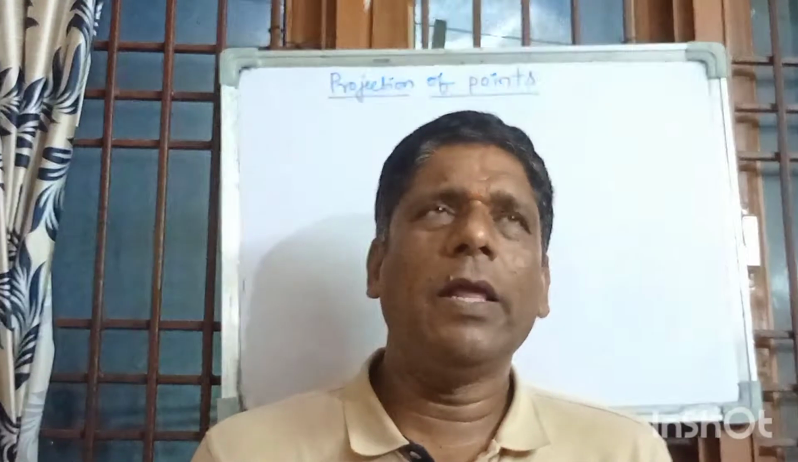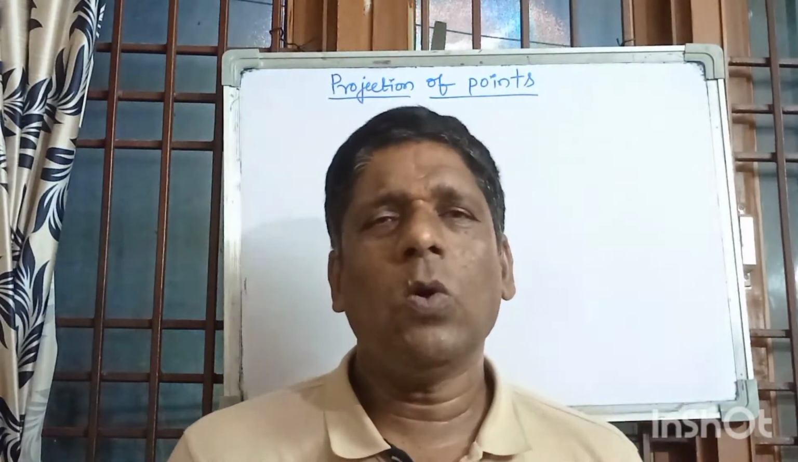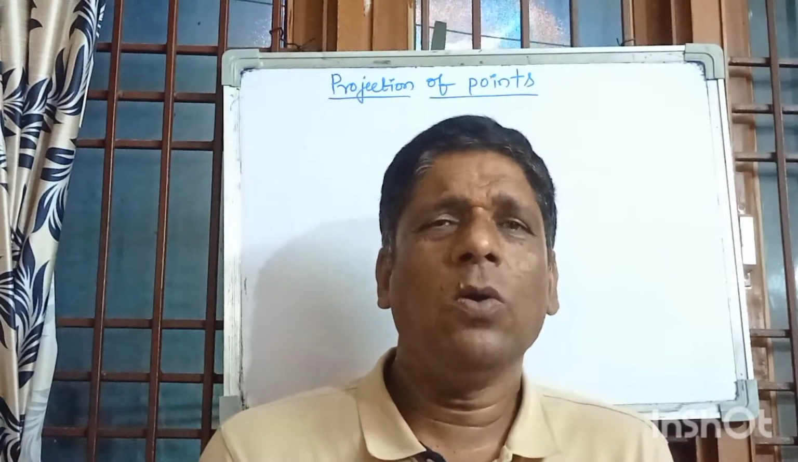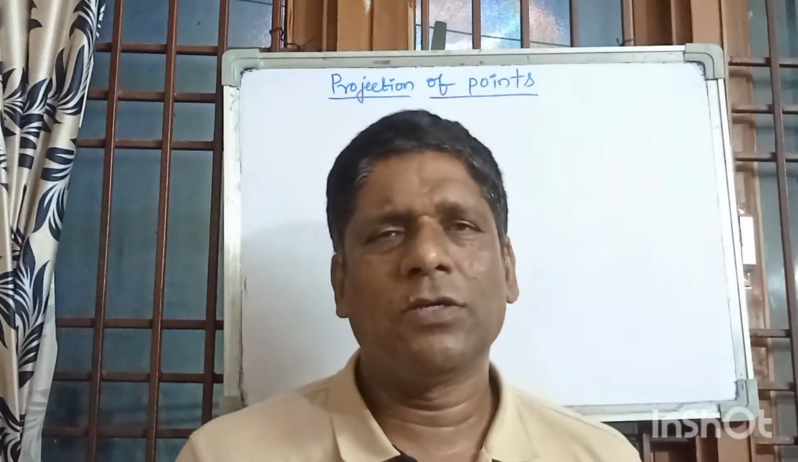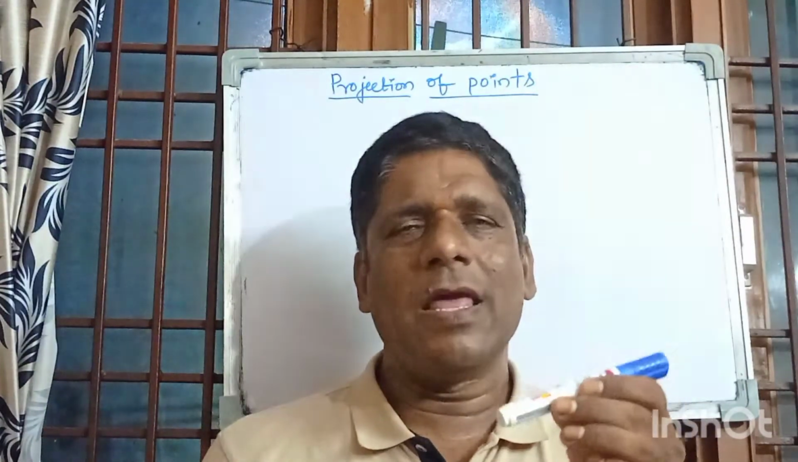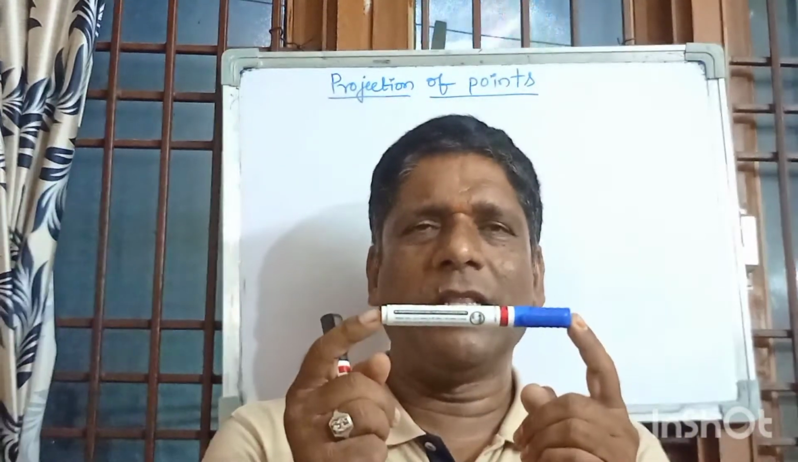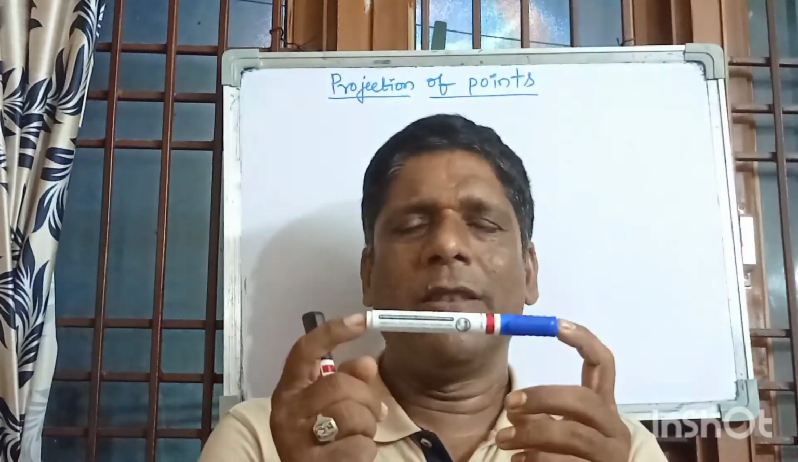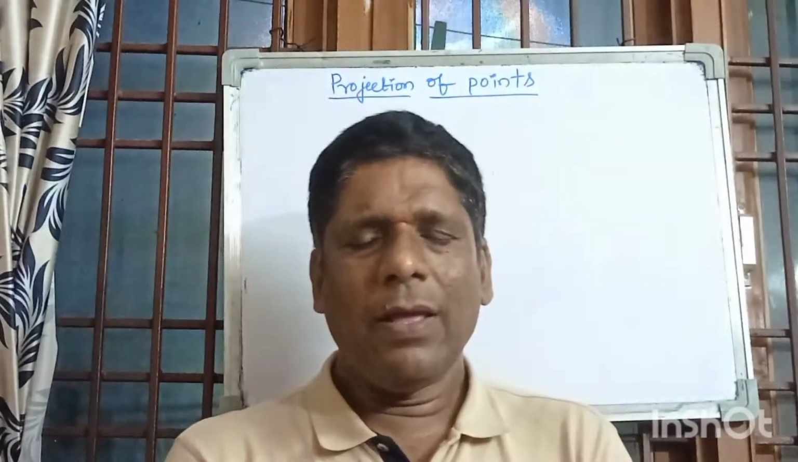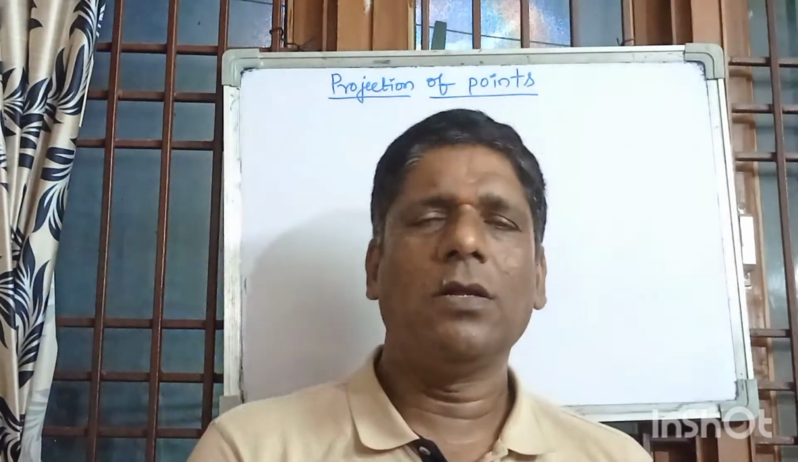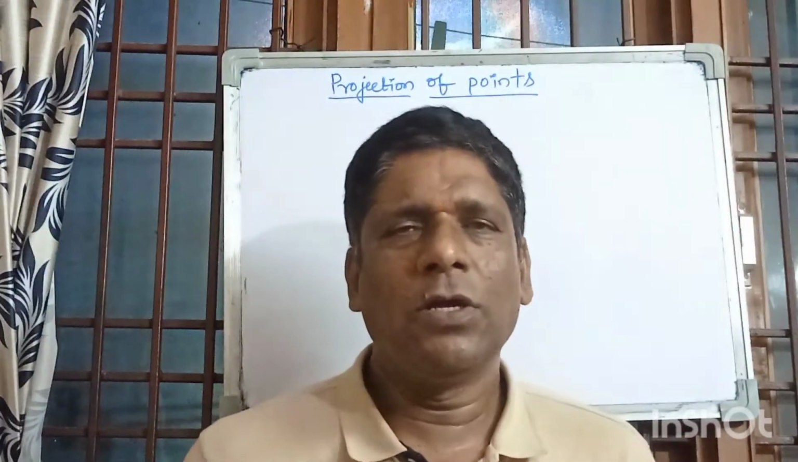So in the projections, the first one is projection of points. We know already that a point means there are no dimensions. So here we are not going to consider any dimensions. Suppose a line is there, say the length of the pen, we can say the length is 50 mm. But a point is just a dot, so there are no dimensions.